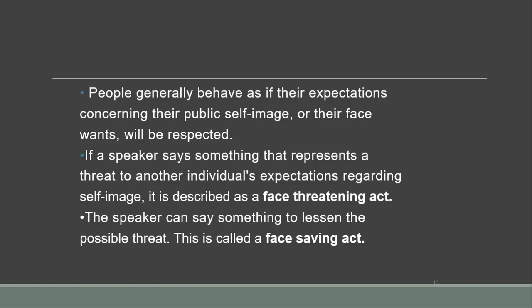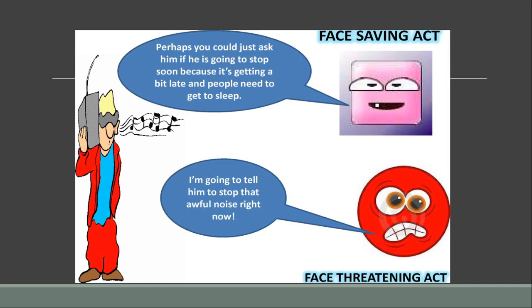People generally behave as if their expectations concerning their public self-image, or their face wants, will be respected. We all expect that our self-image will be respected by others. If a speaker says something that represents a threat to another individual's expectations regarding their self-image, it is described as a face-threatening act. On the other hand, if the speaker says something to lessen the possible threat, if he uses indirect language, this is called a face-saving act.